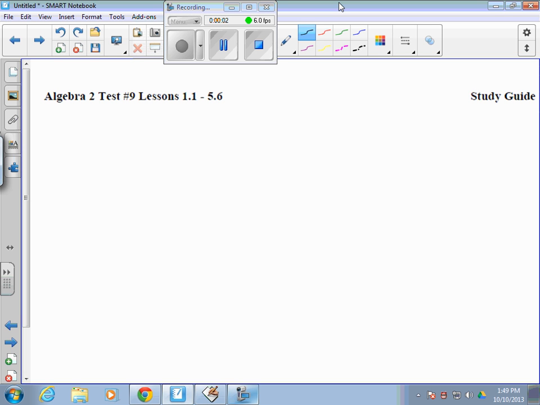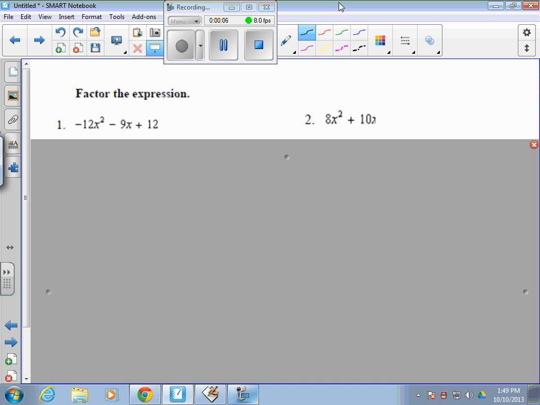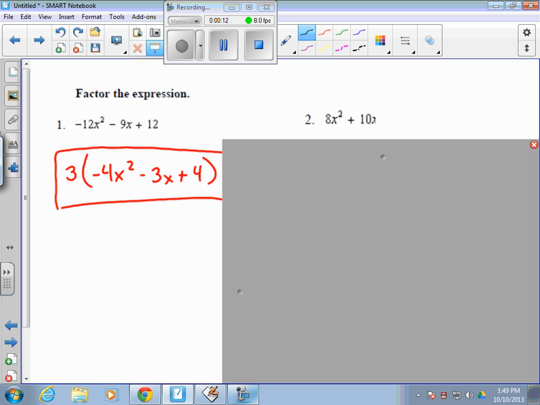This is Algebra 2, test number 9 through section 6.6 study guide. Number 1 says factor each expression, negative 12x squared minus 9x plus 12. Take out what's common in each of those terms. The number 3 is, so 3 times negative 4x squared gives you negative 12x squared.